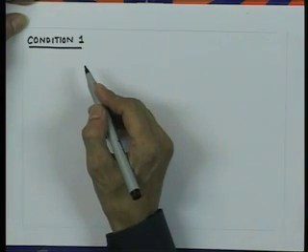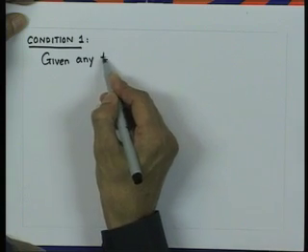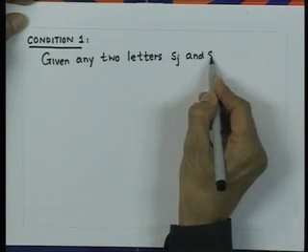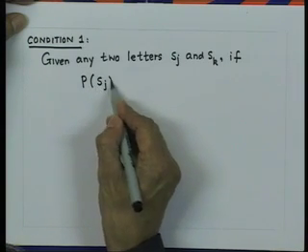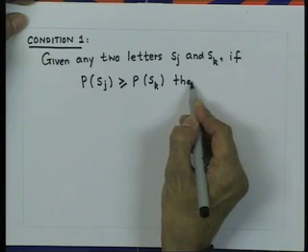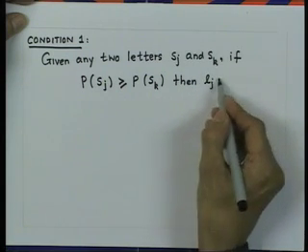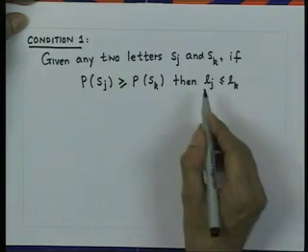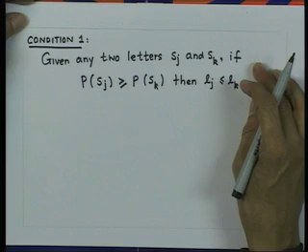which an optimal variable length binary code has to satisfy is, given any two letters Sj and Sk, if probability of Sj is greater than or equal to probability of Sk, then the code word length associated with the symbol Sj, that is Lj, will be less than or equal to the code word length associated with the symbol Sk. We have justified this in our earlier class too, but let us provide a quantitative proof for this.